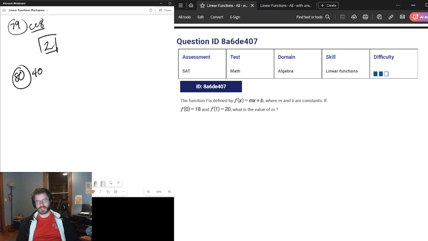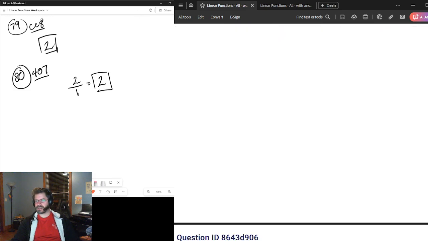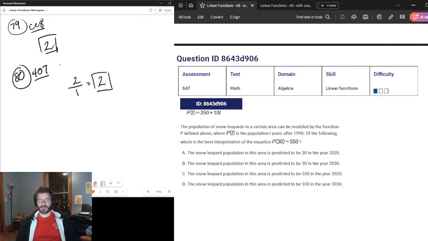Code 407. Functions y equals mx plus b, m and b are constants. They give us two coordinate points. What's the value of m, which is, again, the slope? The y-intercept, interestingly enough, is 18. They do give that to us. So change in y, 20 minus 18 is 2. Divided by change in x is 1, so 2 is yet again our answer. What a coincidence. Okay, number 81.